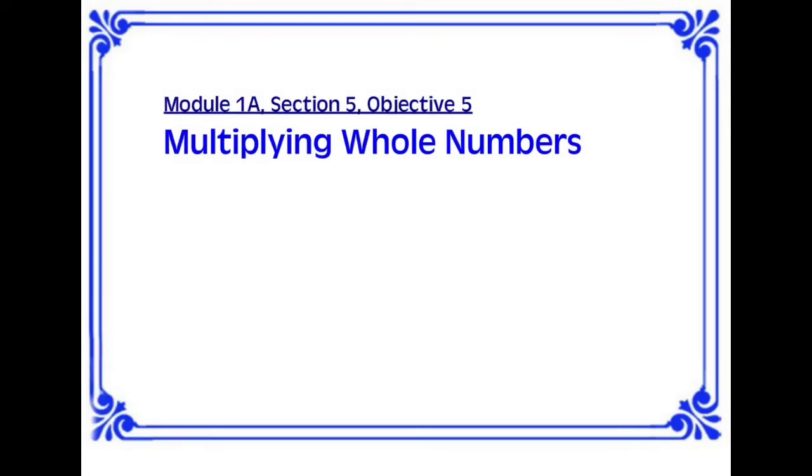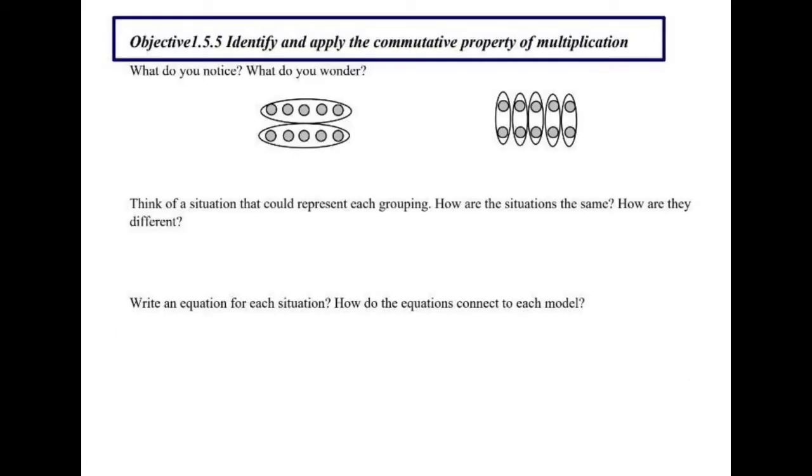Module 1, Section 5, Objective 5. And it says, identify and apply the commutative property of multiplication. Okay, we've talked about this a little bit already, but I never just used the name.